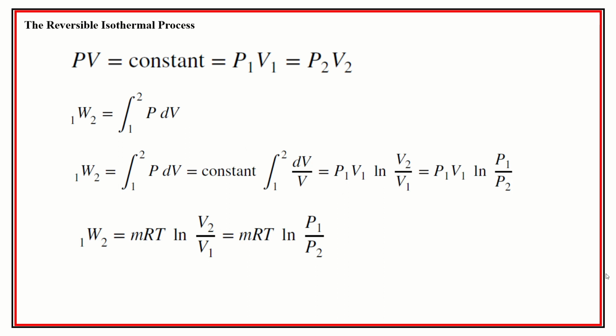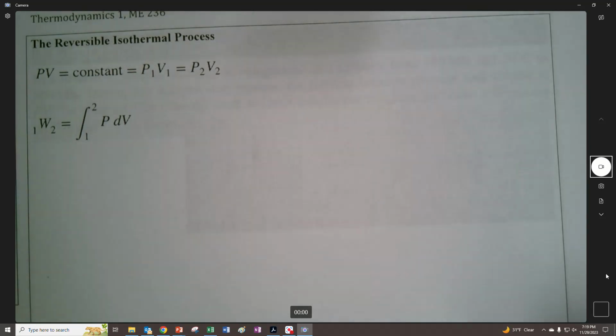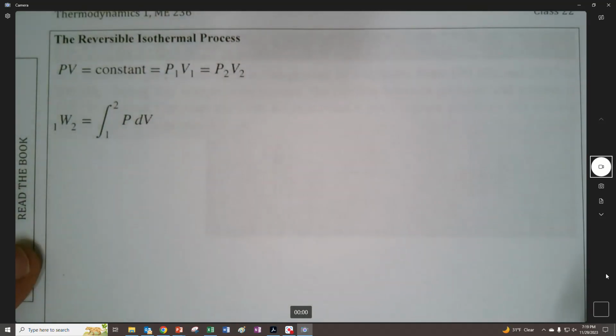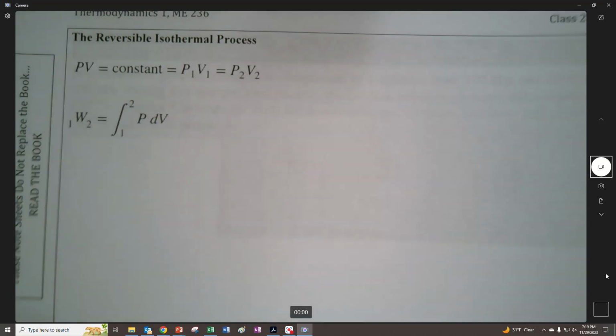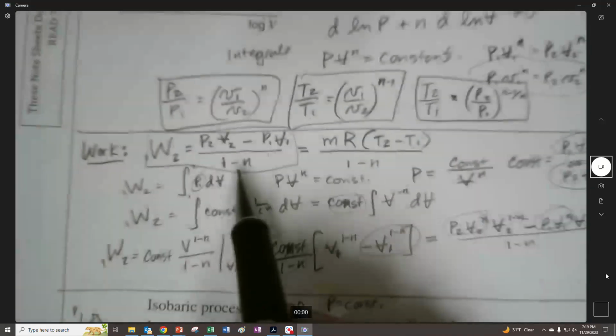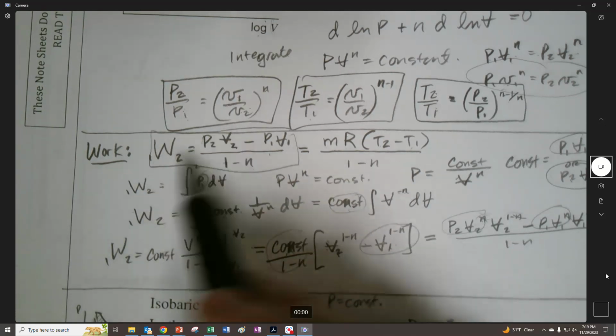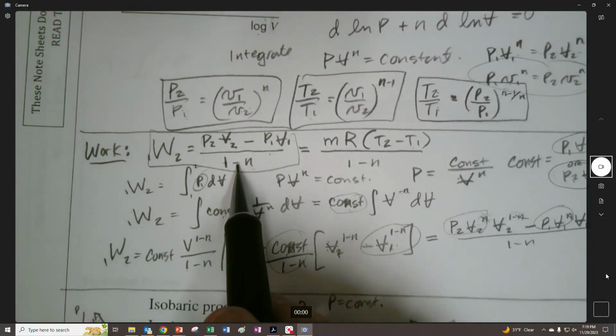Okay, so I have a bunch of stuff written down here, but let's walk through it instead. It makes a little bit more sense if you walk through it, in my opinion. All right, so we can't use the equations that we just found for work for an isothermal. We remember that for an isothermal, N is equal to 1, but we just found that the work has a 1 minus N, so if N is equal to 1, that thing blows up, and we know that's not true. So let's revisit the isothermal.